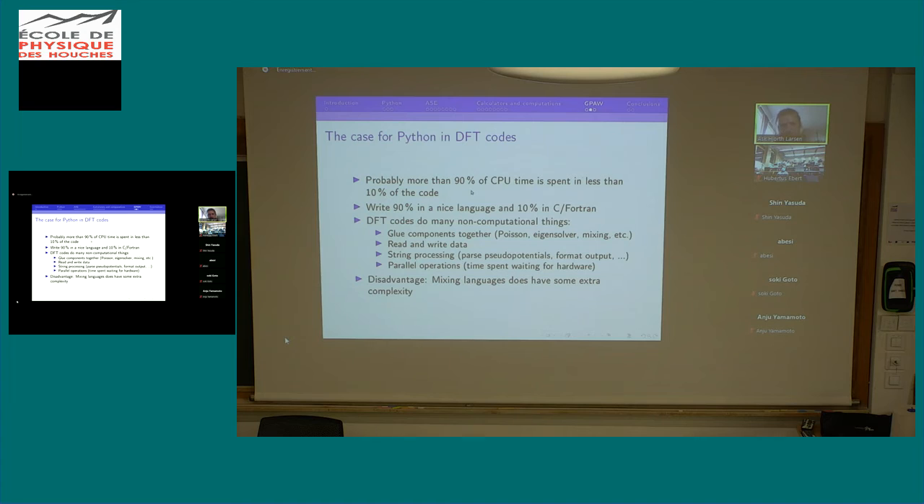So hence in GPAW the combination is between Python and C. We get most of the benefit from Python by writing 90% of it in C, and only a little bit is written in the horrible low-level language, in this case C.